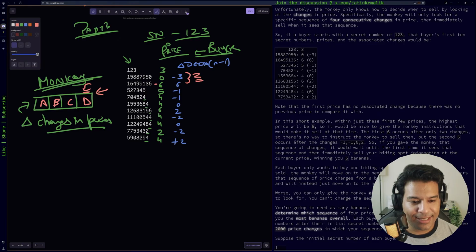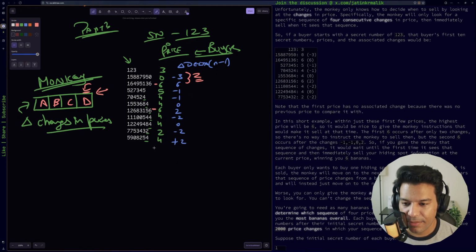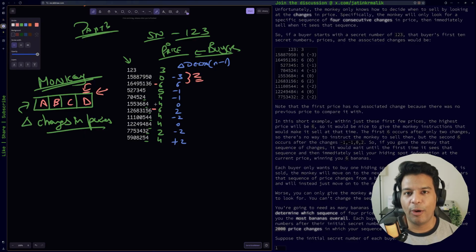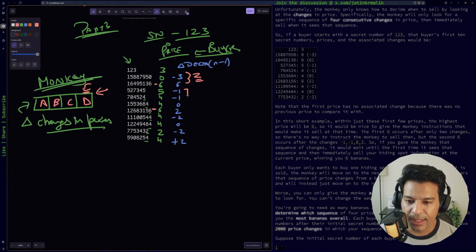But then the second 6 occurs after the changes -1, -1, 0, 2. So if you look here, here is the second 6, which I think is the highest price. Yes, it is the highest one. So we are optimizing because we want to maximize the price that we can sell our information at. And this 6 comes after this sequence of 4 values, which is -1, -1, 0, 2.